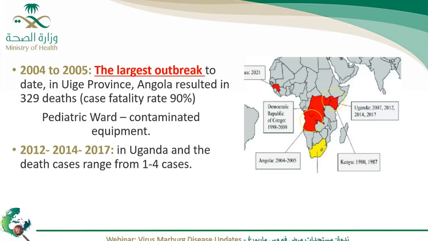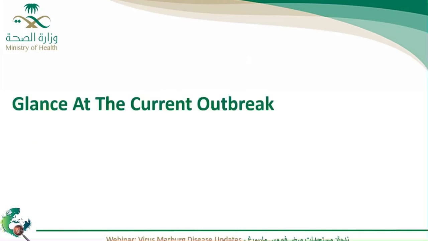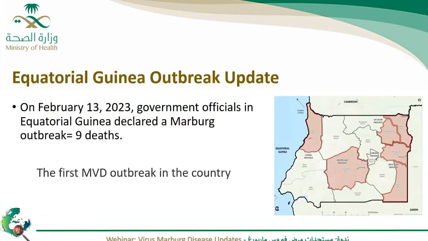In 2012, 2014, and 2017, outbreaks were also reported in Uganda, and the death cases ranged from 1 to 4 based on the CDC reports. So let's have a glance at the current situation. Actually, nowadays we are hearing about the outbreak that occurred in Equatorial Guinea, and we need an update about it.